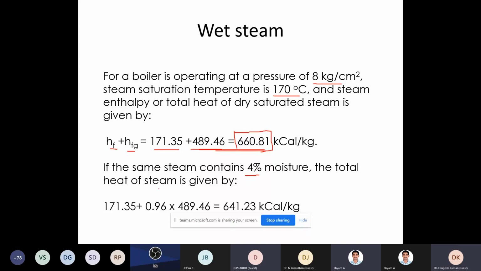And if it contains 4% moisture, the total heat is given by sensible heat, which has been raised to the saturation temperature anyway. So the entire sensible heat is transferred. But only 96% of the water has been converted to steam. That means the latent heat is only 0.96 into 489. So effective enthalpy, you can see it is reducing. There's a reduction in the effective enthalpy of steam. So wet steam means lower enthalpy. That means we may have to use more steam for the same requirement in the process.